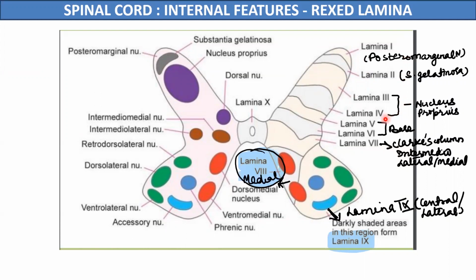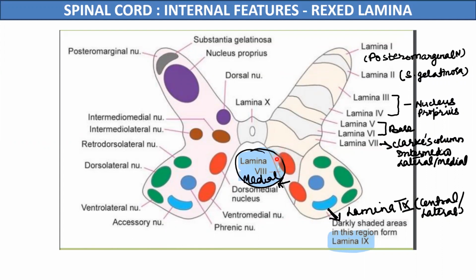Now lamina 5 and 6 form the base of the dorsal horn, while lamina 7 corresponds to the Clarke's column, and it also includes the intermediolateral and intermediomedial groups of nuclei. Now lamina 8 and 9 belong to the ventral or the motor horn of the spinal cord.